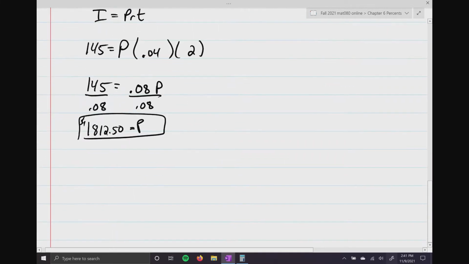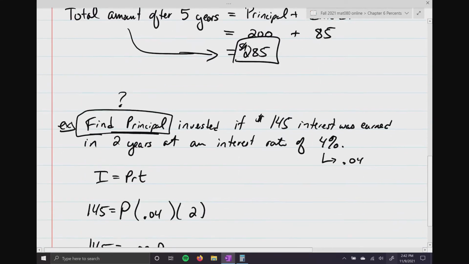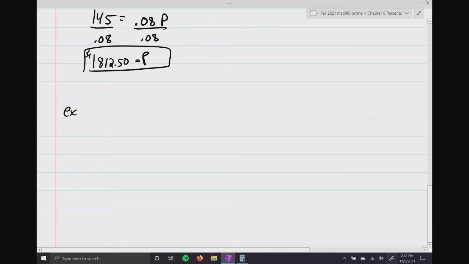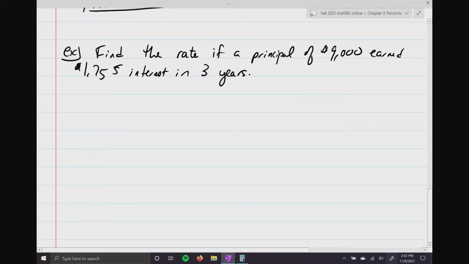All right, so if you're looking at the examples I've done so far, first one, I found simple interest. Next one, I found the principal. So I guess in this example here, we'll find the rate. So let's find the rate if a principal of $9,000 earned $1,755 in interest in 3 years. Okay?